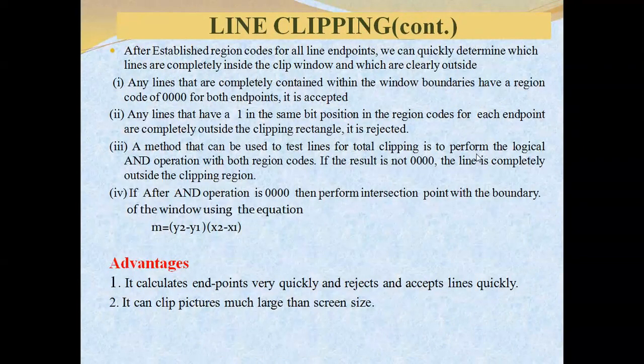If the line has non-zero codes and the endpoints are in different regions, then we need to do an AND operation. The AND operation defines how much of the line is inside or outside the clipping window. After the AND operation, if the result is not 0000, the line is completely outside. If the result is 0000, we need to clip the line according to the slope equation m equals (y2 minus y1) divided by (x2 minus x1).